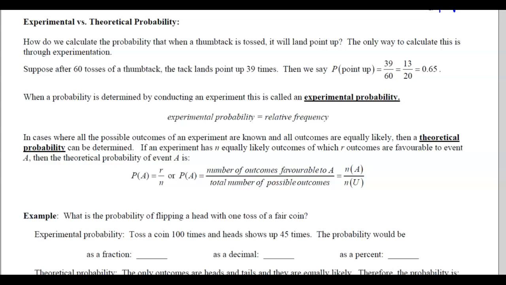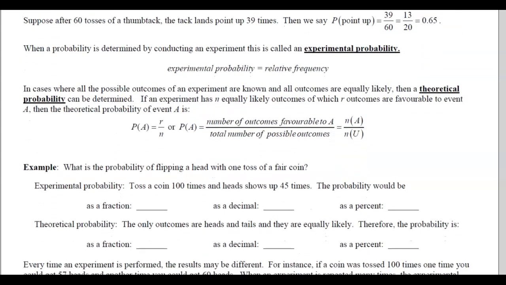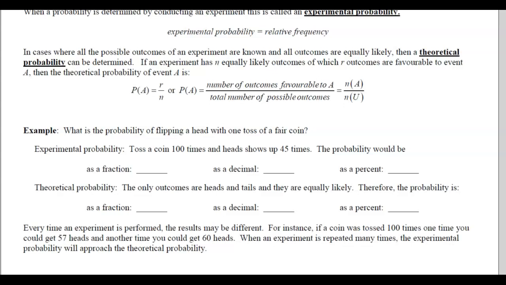So one would be like tossing a coin. Probability of flipping a head when you toss a fair coin, so it's not weighted on one side. The experimental probability could be calculated if you do an experiment. You toss a coin 100 times, head shows up 45 times. The probability as a fraction there, experimental probability, would be 45 over 100, which reduces to 9/20ths. As a decimal, 0.45, as a percent, 45%.